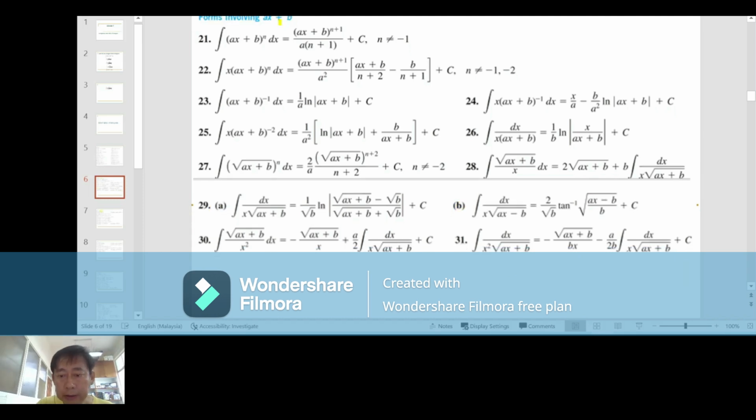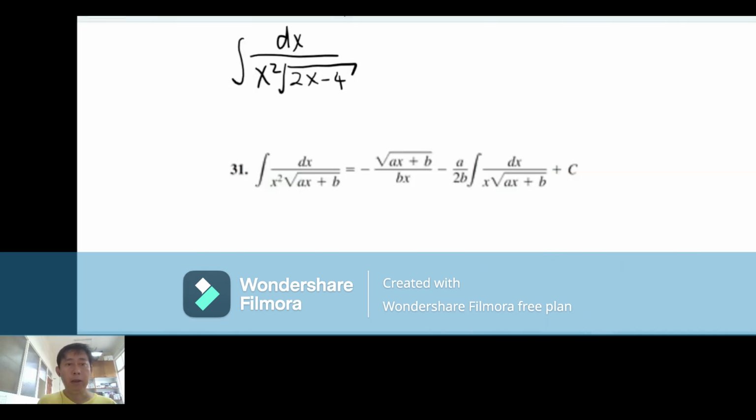perform. In this case, the formula for 31 does not distinguish between the situation of ax plus b and ax minus b. This is unlike the case of 29a and b, where the integrations involving ax plus b in the square root and ax minus b in the square root are distinct from each other. In other words, for the integration of this function, the formula does not distinguish whether the argument in the square root is ax plus b or ax minus b. This is different from the case of 29a and b.